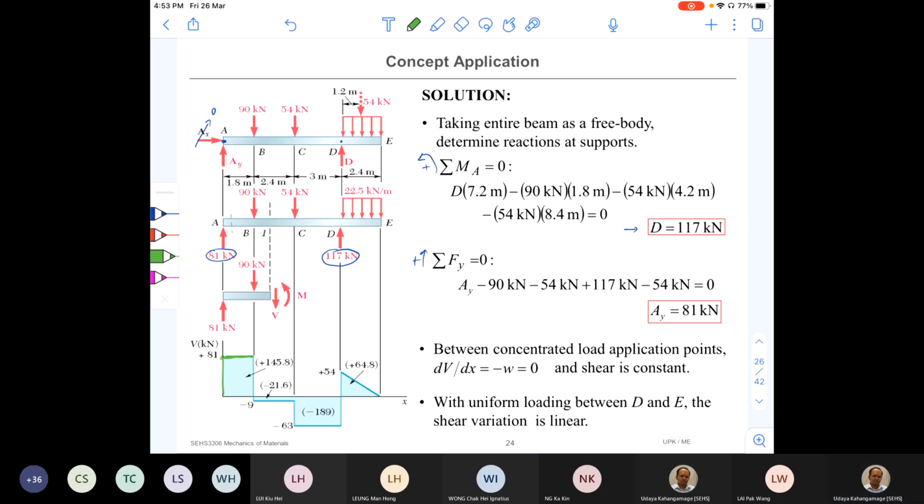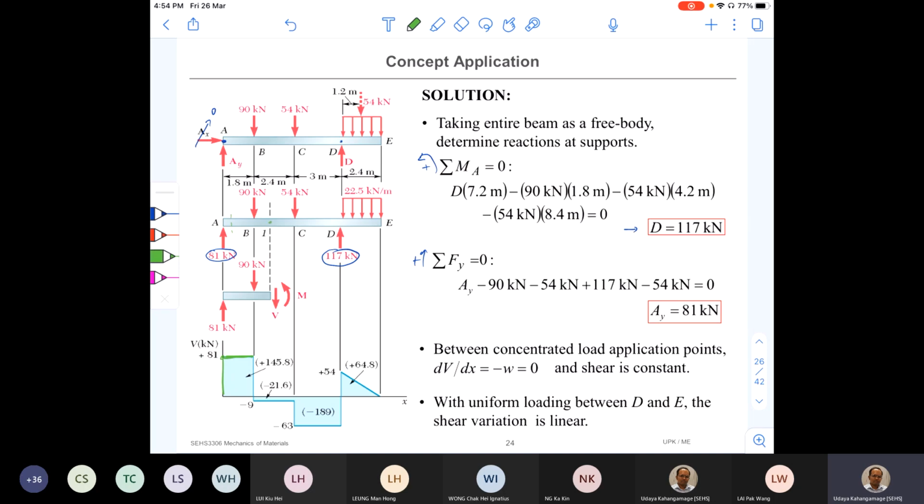Okay. And just after B, that is B plus, shear force may not be the same because now 90 kilonewton comes into our free body diagram, our portion of the beam that we are going to consider. So if you want to find out exactly what that shear force at that point B and C, you have to cut the beam at a particular location.